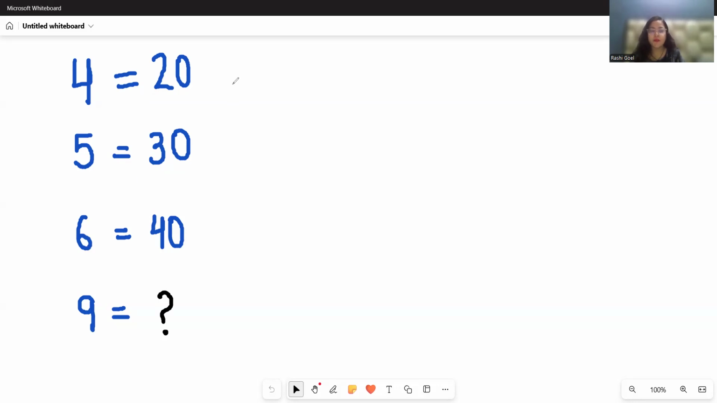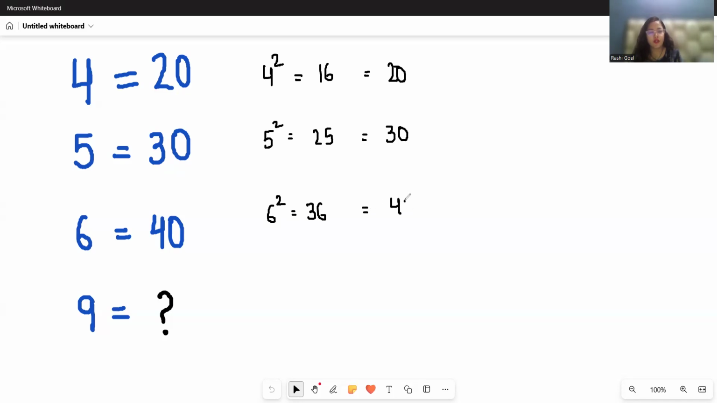Any other logic? Yes. So we can do the square. So 4 square is 16. And if we round off 16, we get 20. Similarly, 5 square is 25. If we round off 25, it is nearest to 30. 6 square is 36 and round off 36 is 40.